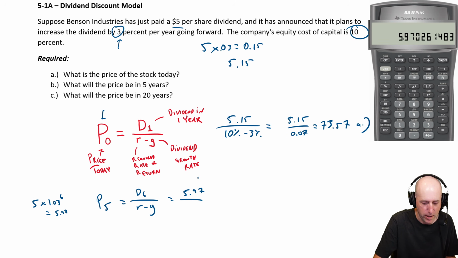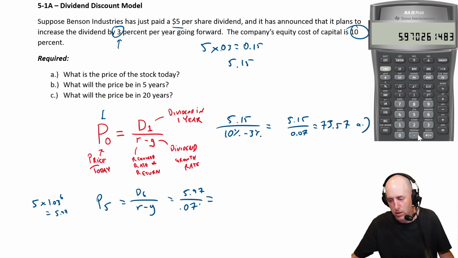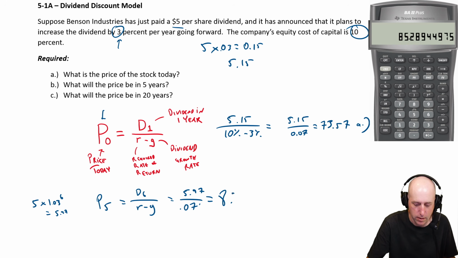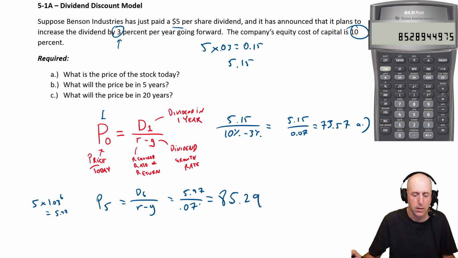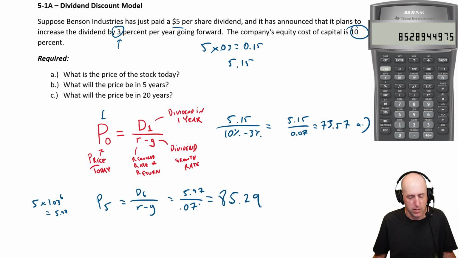We'll divide that by R minus G, 10 minus 3. It's still 7%, or 0.07. So 5.97 divided by 0.07 is $85.29. Okay, so there we have what we would anticipate the stock price to be in 5 years. What about in 20 years?